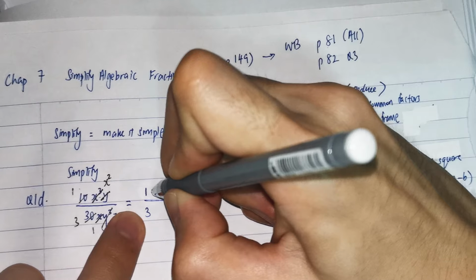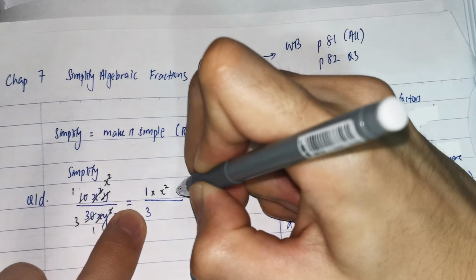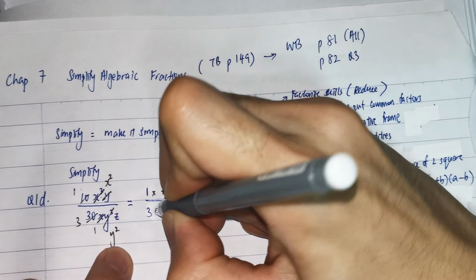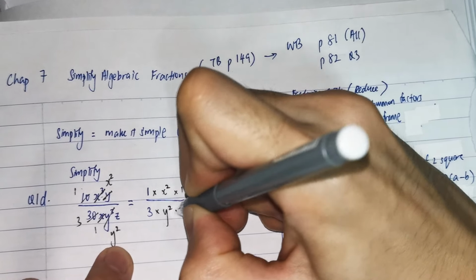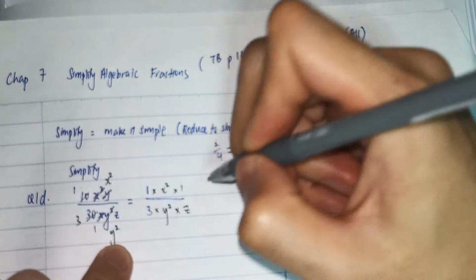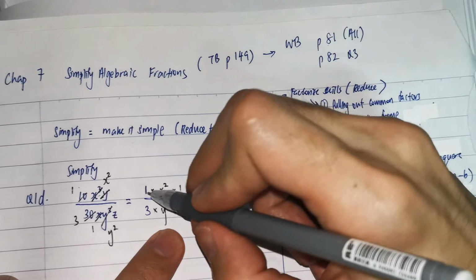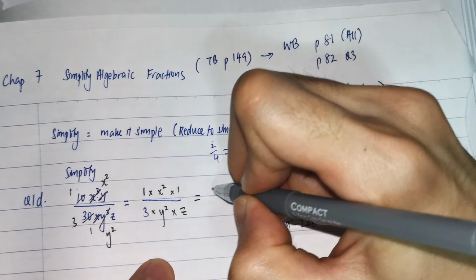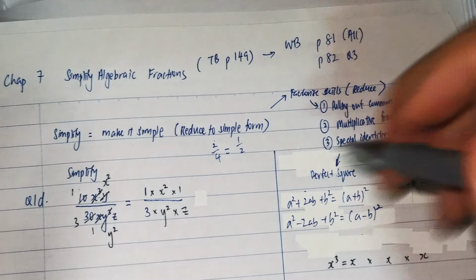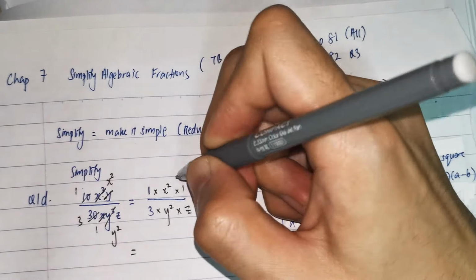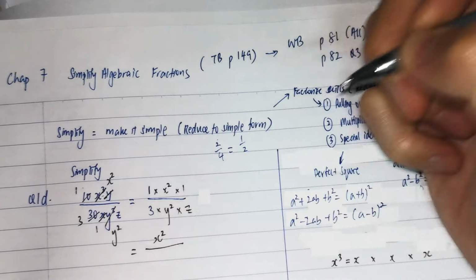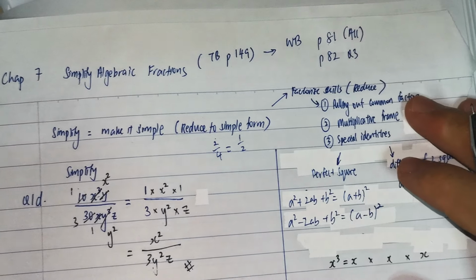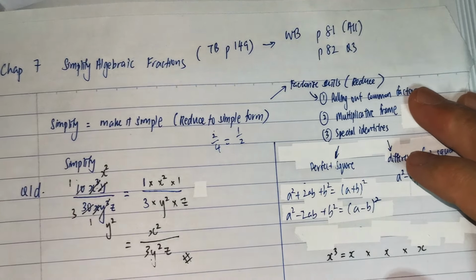So x squared times 1, and this one will be times y squared times z. Okay, so to make things simpler for you, right, you can ignore the ones, because we have x squared in the middle. So it will be x squared in the numerator, because 1 times x squared times 1 will be x squared, over 3y squared z. This one will be how we simplify our algebraic fractions.